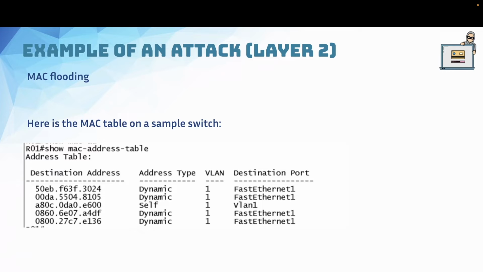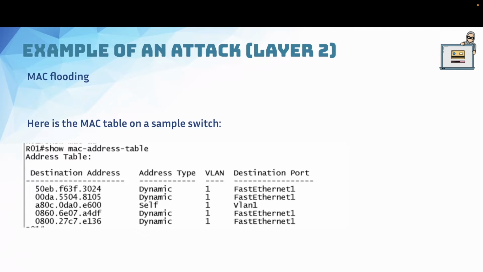What does that look like? Here's a simple MAC table on a sample switch that we have set up. Here you can see that we have a destination address, the address type, the VLAN that it's hosted on, which we'll get back to later as well, and a destination port.